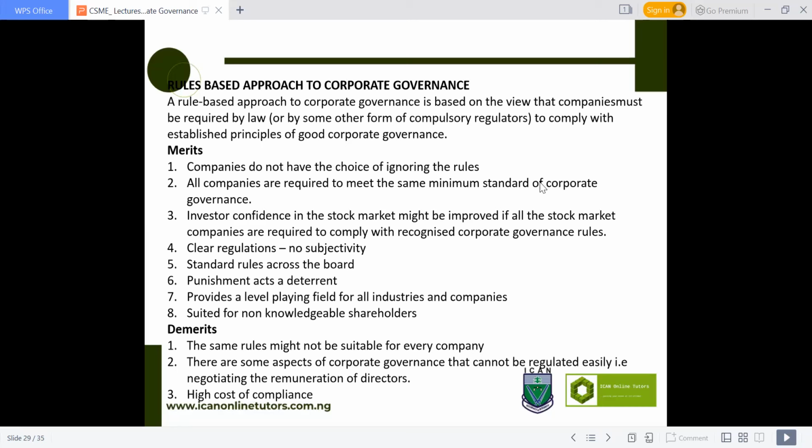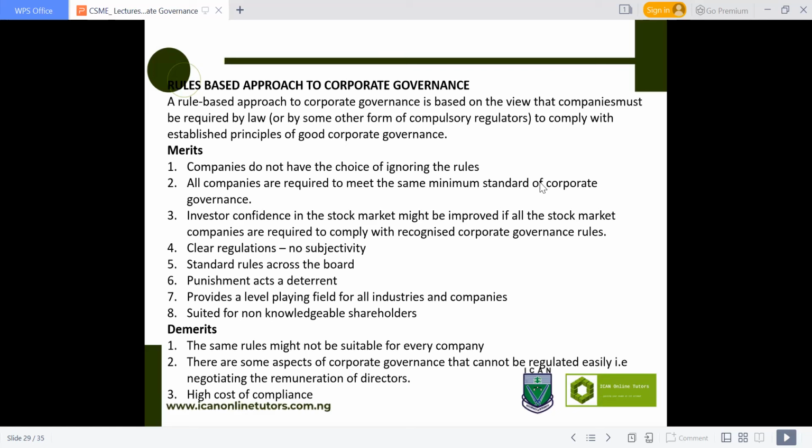Companies do not have the choice to ignore. You can't say you do not know. Companies are required to meet the same minimum standard of corporate governance. Everybody is required, whether small or big. Investor confidence in the stock market might be improved if all the stock market companies are required to comply with a recognized corporate governance rule. At least if you operate in a bank now, there is another corporate governance code issued by the CBN. So you can imagine, why can't you have one that everybody follows? You can imagine how good that will be.